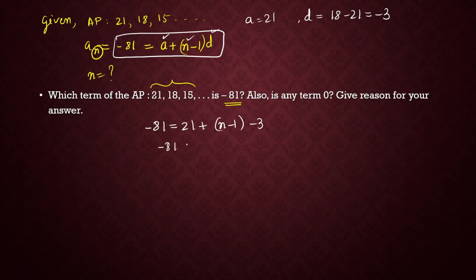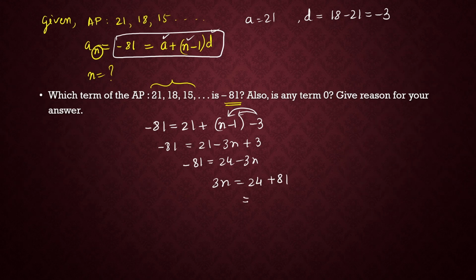minus 81 is equal to 21. If I open this bracket, I have to multiply minus 3 to each term. That becomes minus 3n plus 3. That's equal to minus 81, 24 minus 3n. So 3n is equal to 24 plus 81. So that's equal to 105 is equal to 3n.